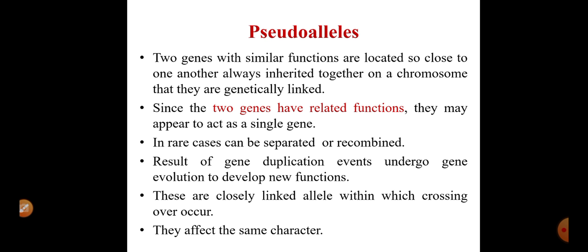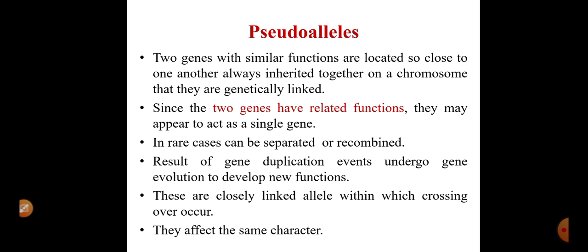Then when we know what alleles are, again they have different forms like pseudo-alleles. They are again with the same or related function and act as a single gene. So two genes with similar functions are located so close. Remember, they are located so close to one another and always inherited together on a chromosome, and that's why they are genetically linked. In rare cases, they are separated or recombined.